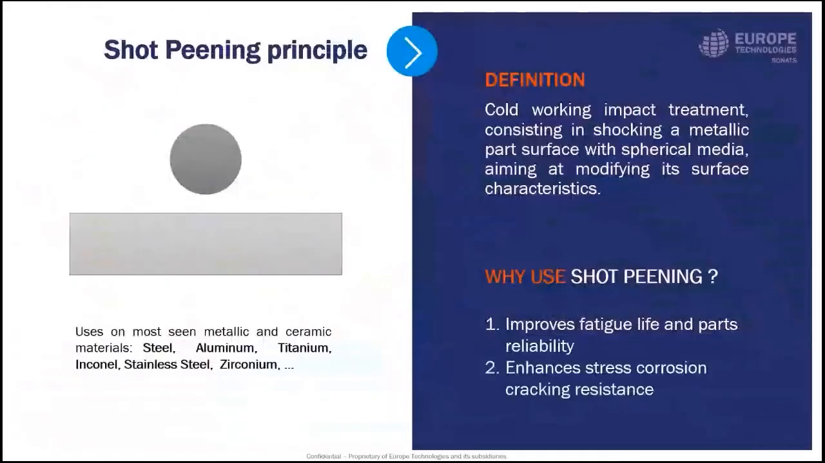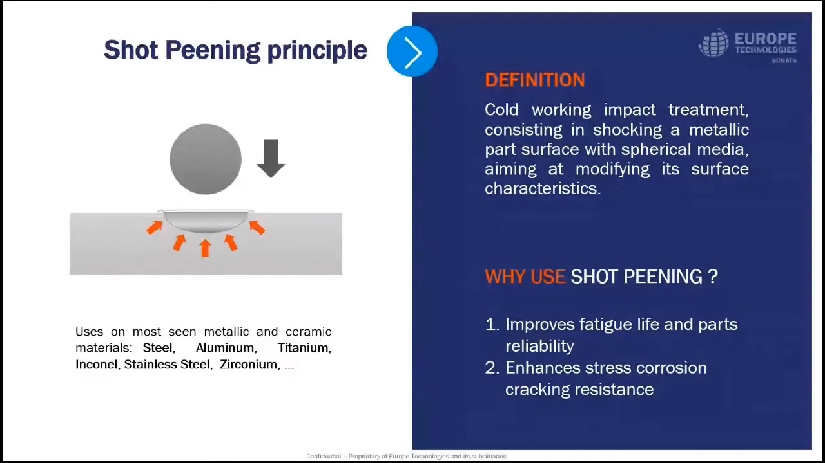So what is the shot peening process? This is a cold working impact treatment consisting in shocking a metallic part surface with spherical media, aiming at modifying its surface characteristics. So why use shot peening? It's to improve the fatigue life and parts reliability and enhance stress corrosion cracking resistance.